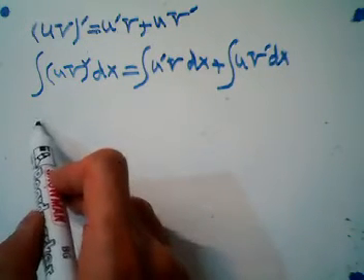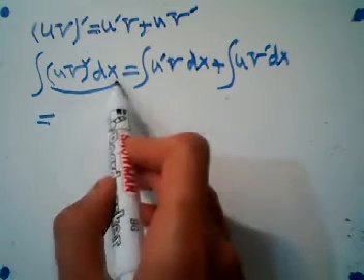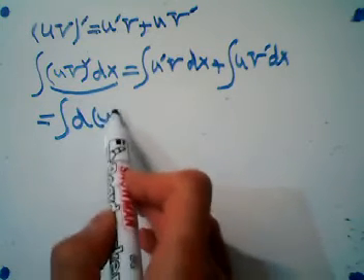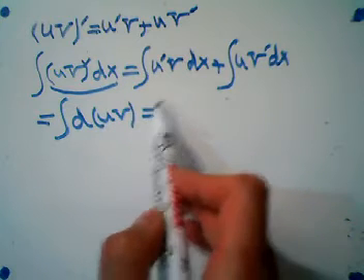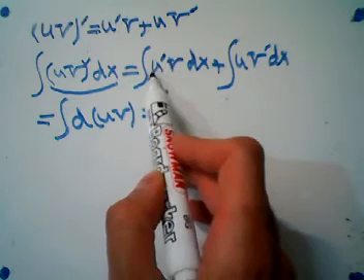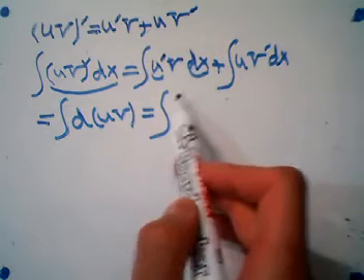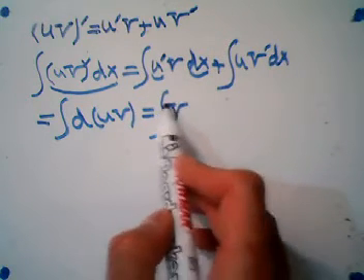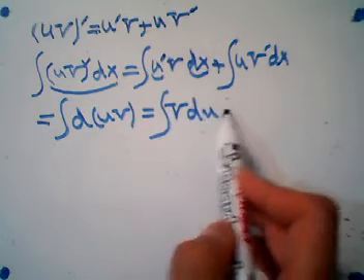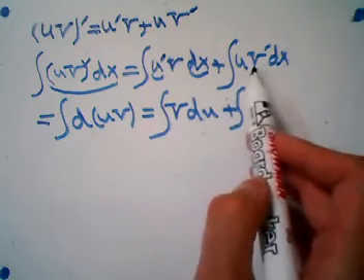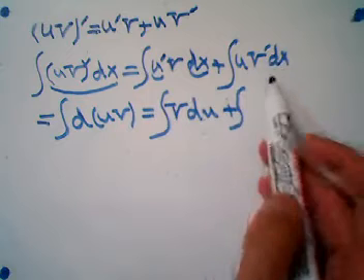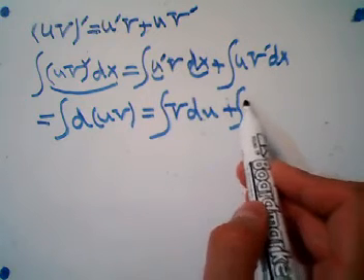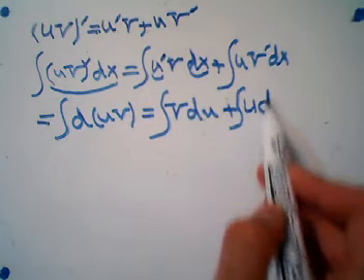Okay, now this equals the differential of uv, and this u prime times dx equals the differential of u, so that would be v du, and this one, v prime dx, is the differential of v, so that would be u dv.